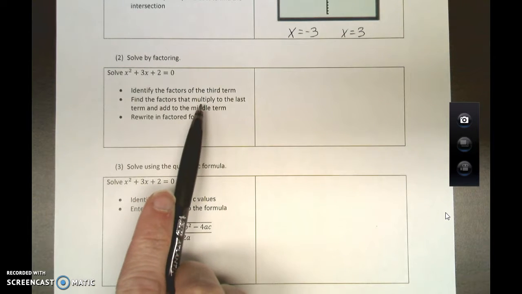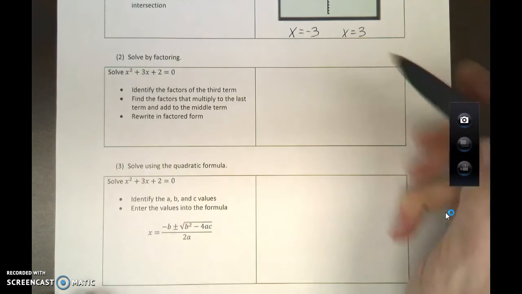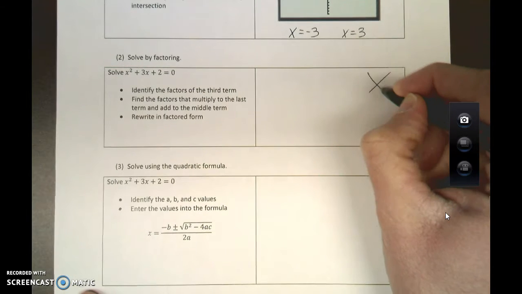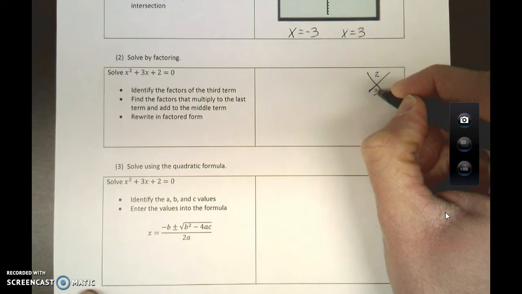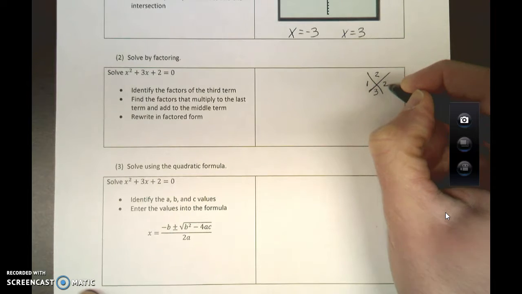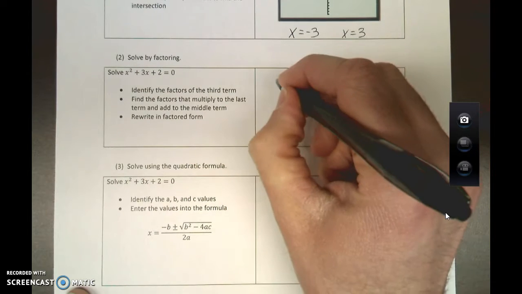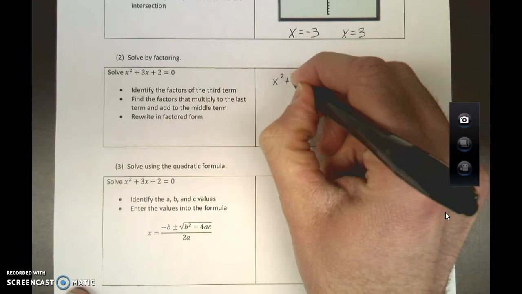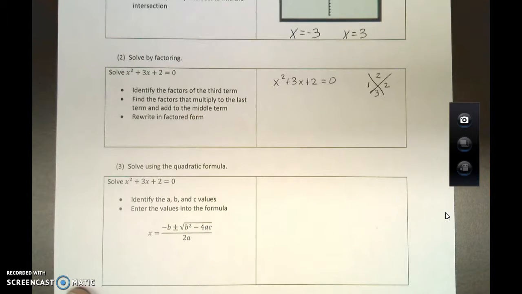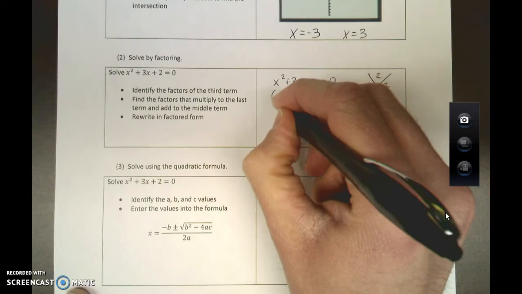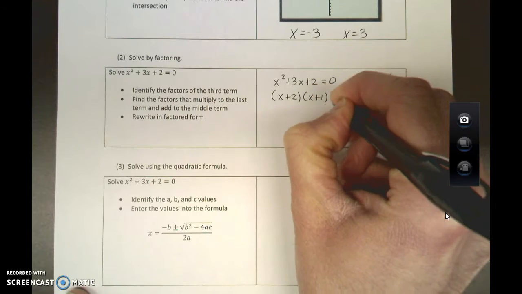Then I had to figure out those factors that multiplied to give me that and add to be the middle. So remember, this is when we did our little x. And what numbers multiplied to give me 2 and added up to give me 3. And my two factors here were 1 and 2. So if I'm rewriting this equation, I could factor it as x plus 2 and x plus 1.